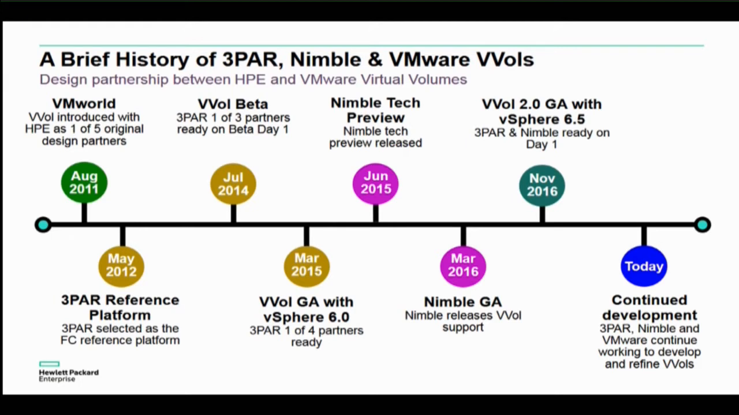HPE and Nimble both support the latest version, VVols 2.0, which is in vSphere 6.5. It supports array-based replication. And like I said, we're a design partner with VMware on this, so we're continuing our development as VMware continues to mature the VASA spec and add more capabilities.